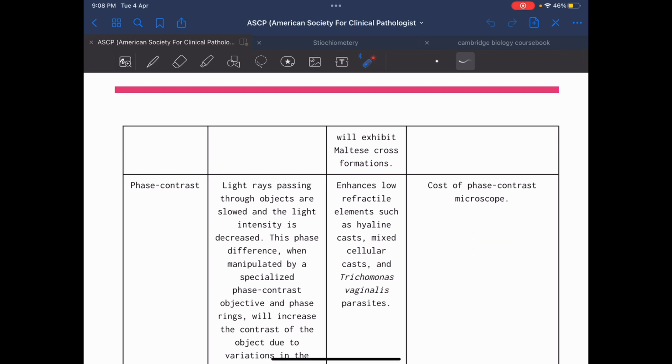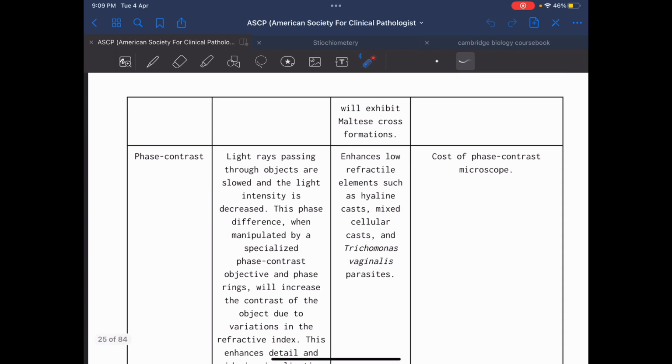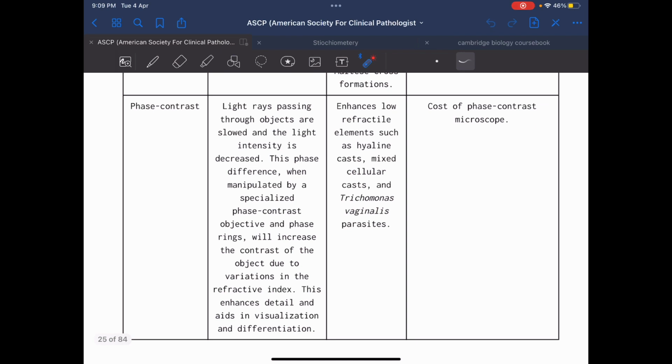Third type of microscope, phase contrast. Phase passing through the object are slowed and the light intensity is decreased. This phase difference, when manipulated by a specialized phase contrast object and phase rings, will increase the contrast of the object due to variation in the refractive index. This enhances details and aids differentiation. The phase contrast microscopy will enhance low refractile elements.